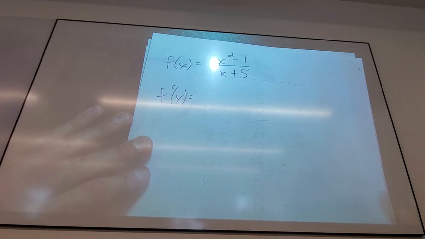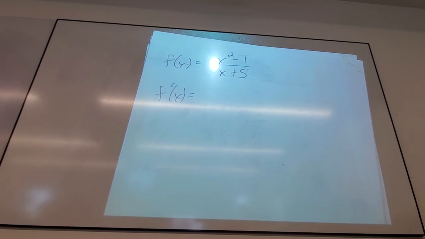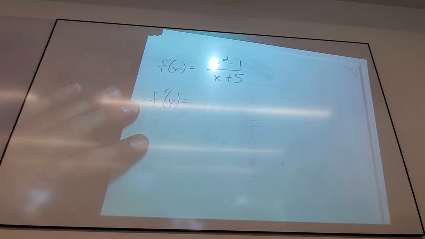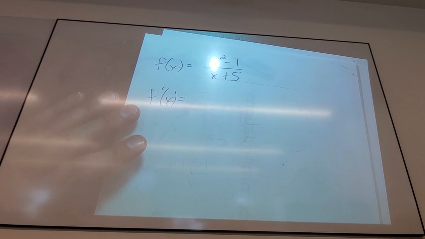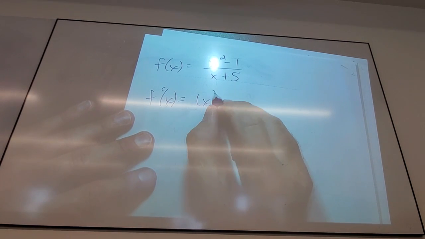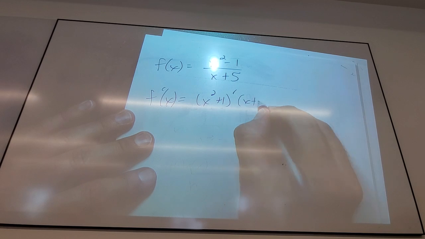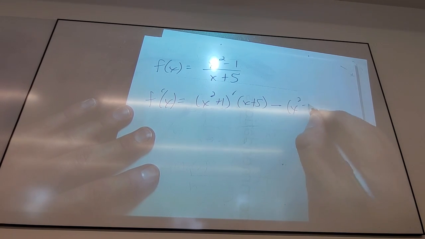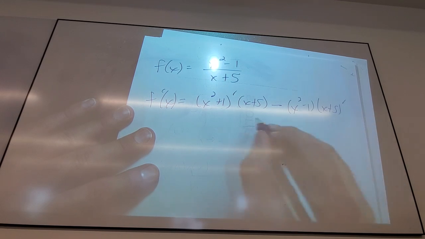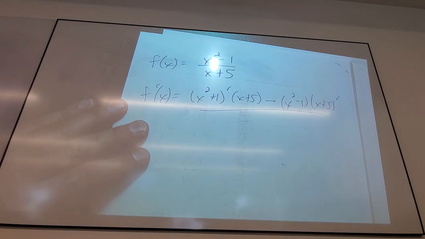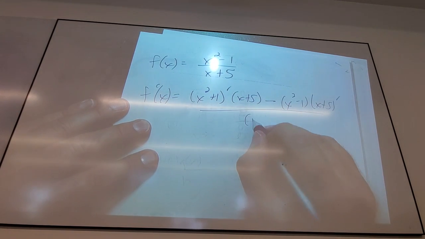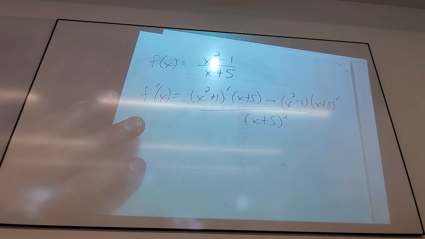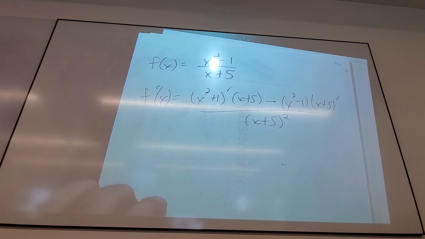What does the rule say? Top first. So I'm gonna do the top derivative times the bottom, minus, of course, because now I'm gonna take the derivative of the bottom, all over bottom squared. So it's basically product rule, except that's a minus and divided by this thing squared.